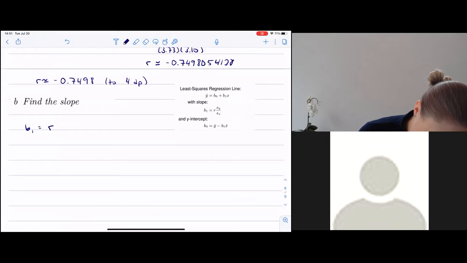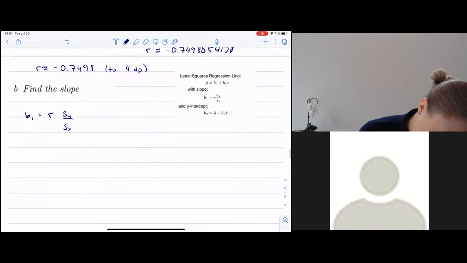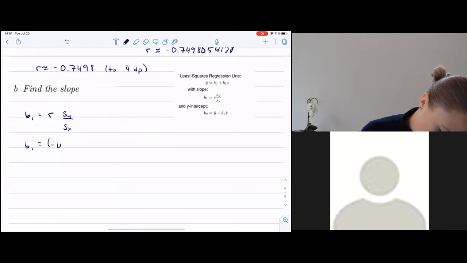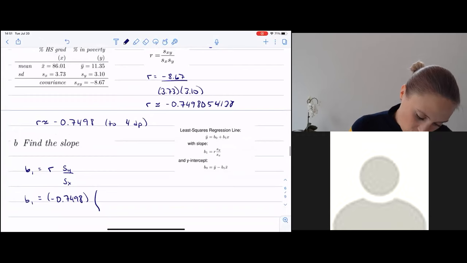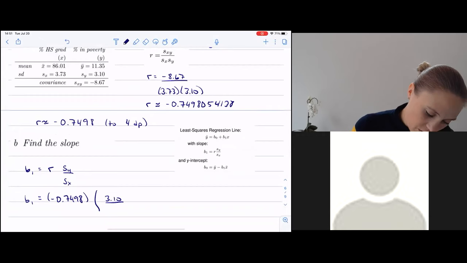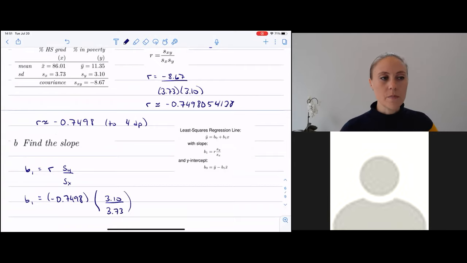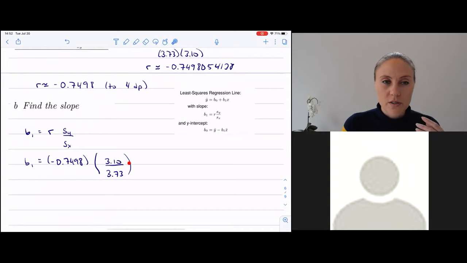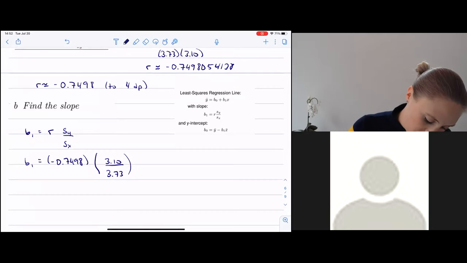is r times sy over sx, so b1, which is the slope, is negative 0.7498 times sy 3.10 over sx 3.73. Okay. Notice if you switch these around, in this case, they're fairly similar, but it'll still change the slope to be the very wrong number, right? So you want to make sure that you've got your x's and y's sorted out and using them properly.